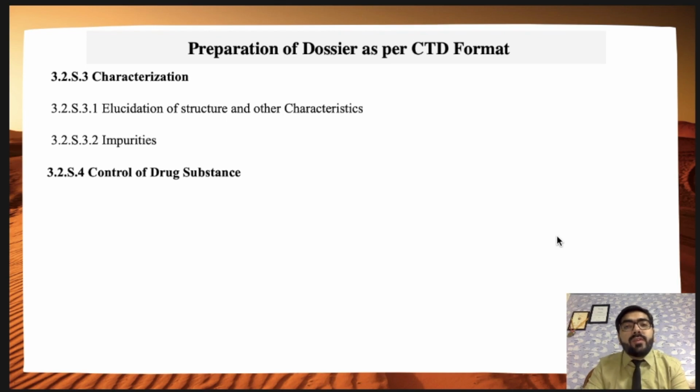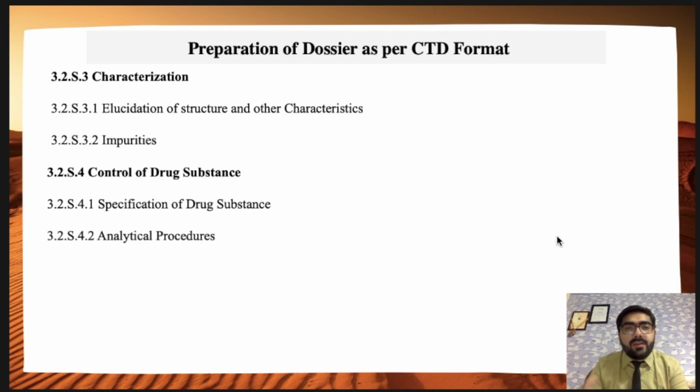So this S4 section is for control of drug substance. This control of drug substance contains 3.2.S.4.1, which is the specification of the drug substance. Under these specifications there are so many parameters, so we have to accordingly follow the ICH limits and all in the specification. Our product basically obeys the ICH guidelines. Okay, and the limits are selected according to the guidelines.